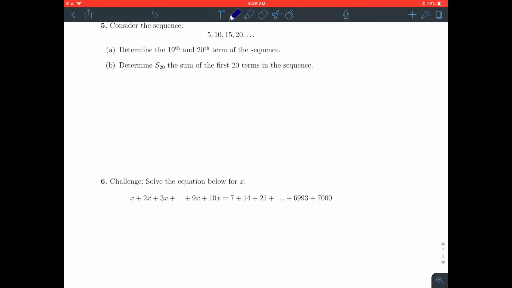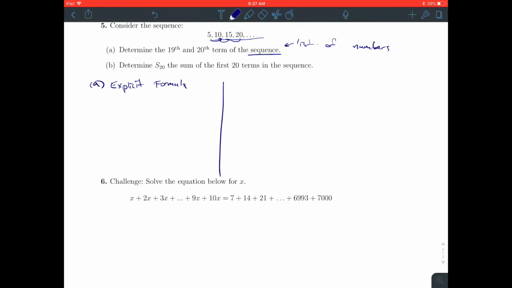So consider the sequence 5, 10, 15, 20. Determine the 19th and 20th term of the sequence. So a sequence is not the sum yet. A sequence is just the list of numbers. So my instinct here is it would make things a lot easier if we could jump straight to the 19th and 20th without determining all the terms in between. That makes me think explicit formula.